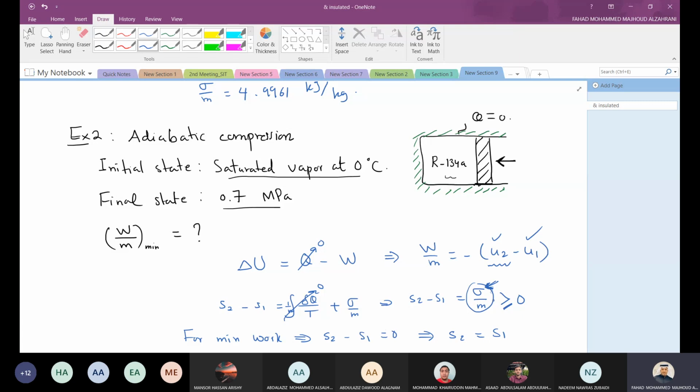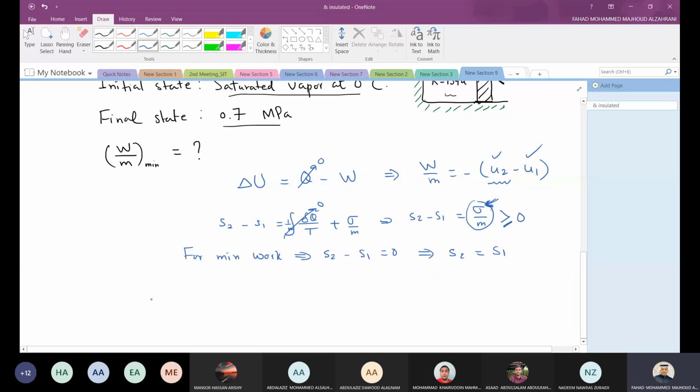Memorize this and understand it. Minimum theoretical work is when you don't have any internal generation of entropy. That's why this becomes 0 and S1 becomes equal to S2. Then I can calculate U2. So at state 2, I have P2 and S2, and from these you can find U2.